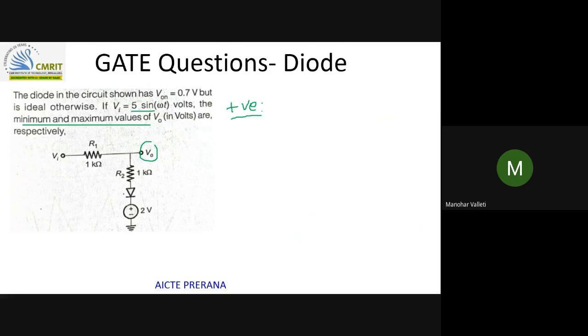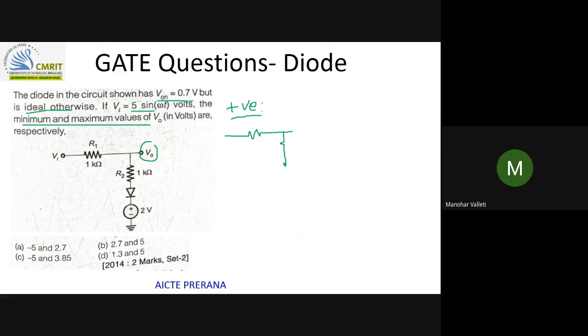Obviously, during the positive half cycle, the diode will be forward biased, right? According to the equivalent circuit, and as the cut-in voltage is given, try to understand this problem. I selected this problem. Cut-in voltage is given, but it is saying ideal otherwise. Whether you need to replace the diode with a short circuit or with 0.7? Which one do you need to? Any idea? Short circuit, yeah, Ashwini? Short circuit.